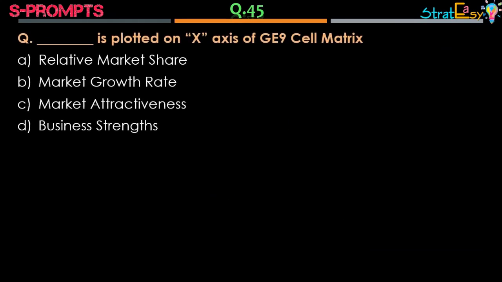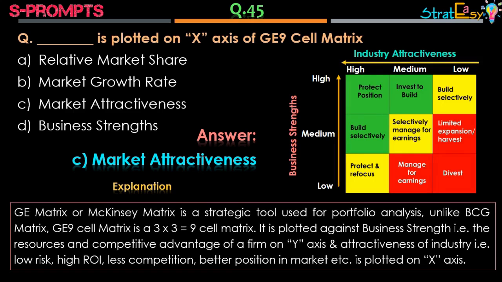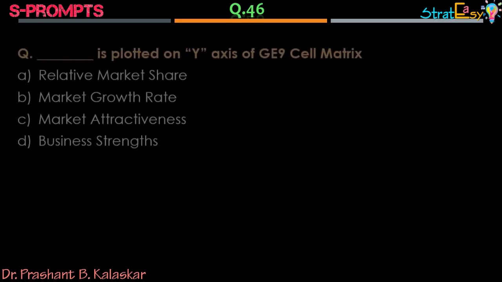Question number 45. Dash is plotted on the x-axis of the GE 9 cell, and the right answer is option C, market attractiveness. GE 9 cell matrix is a strategic tool used for portfolio analysis. Unlike the BCG matrix, the GE 9 cell matrix is a 3 by 3, that is a 9 cell matrix. It is plotted against business strength, that is the resources and the competitive advantage of a firm, on the y-axis, and attractiveness of industry, that is low risk, high return on investment, less competition, better position in the market, etc., is plotted on the x-axis.